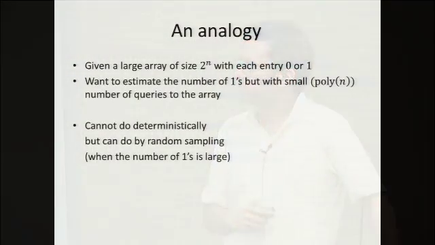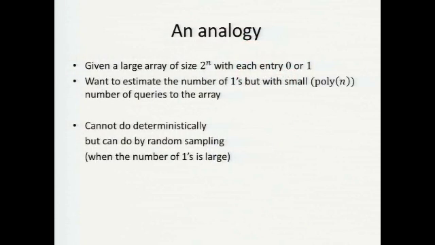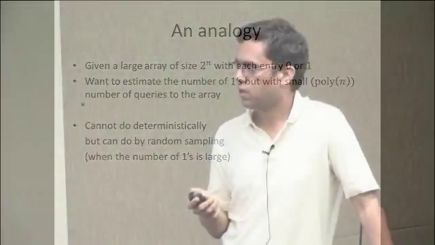So what can we do? Before proceeding, I want to give you a very simple problem which gives you an idea of what's going on in our setting. This is a very high-level analogy, and of course the volume problem is much more complex, but something similar is happening here and there. Suppose we have a very large array of size 2 to the n, whose entries are either 0 or 1. We want to estimate the number of ones in this big array, but we can only look at a polynomial number of points.